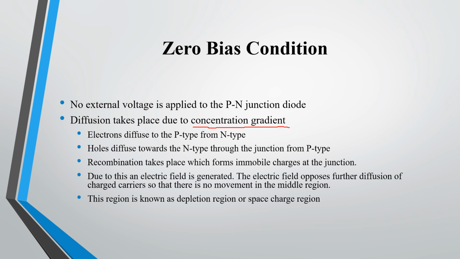Due to this, an electric field is generated. The electric field opposes the further diffusion of charge carriers, so that there is no movement in the middle region. The region of immobile charges is called depletion region or space charge region.